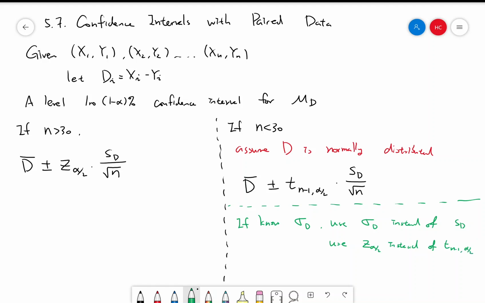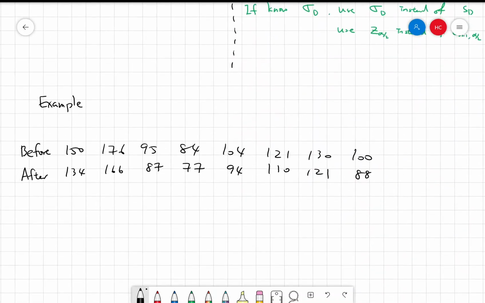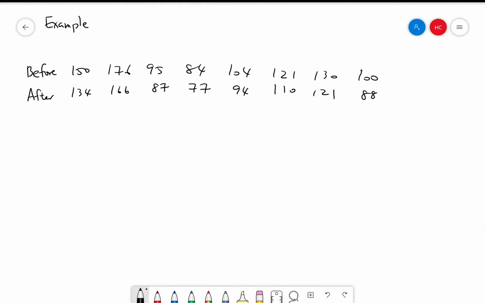Alright, so let's do an example. So suppose you have a drug that's supposed to lower blood sugar level. And we ask for 8 volunteers, so there's 8 volunteers. And we measure their blood sugar level before and after taking the drug. The units are all in mg/dl. But all we care about is how much the drug lowers the blood sugar.